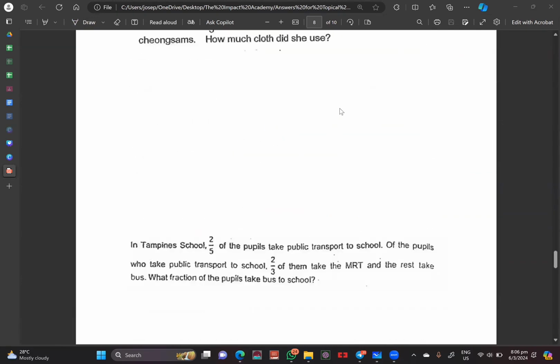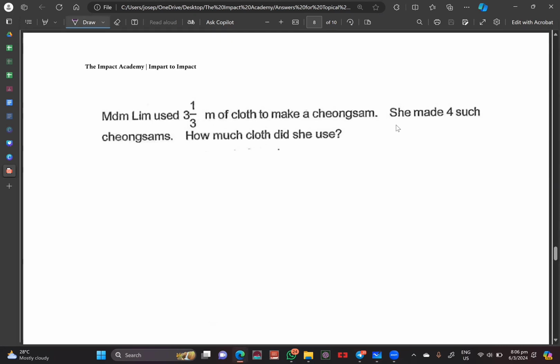Now, because this is a question that I think some students need help with. Madeline, what did she do? She used 1 over 3 meters of cloth to make a cheongsam. Okay, all of you say cheongsam. Cheongsam, very good. So 1 cheongsam, maybe you can just put C, is 1 over 3 meters. By the way, cheongsam is a Chinese dress, basically. It's a dress that people wear during Chinese New Year.